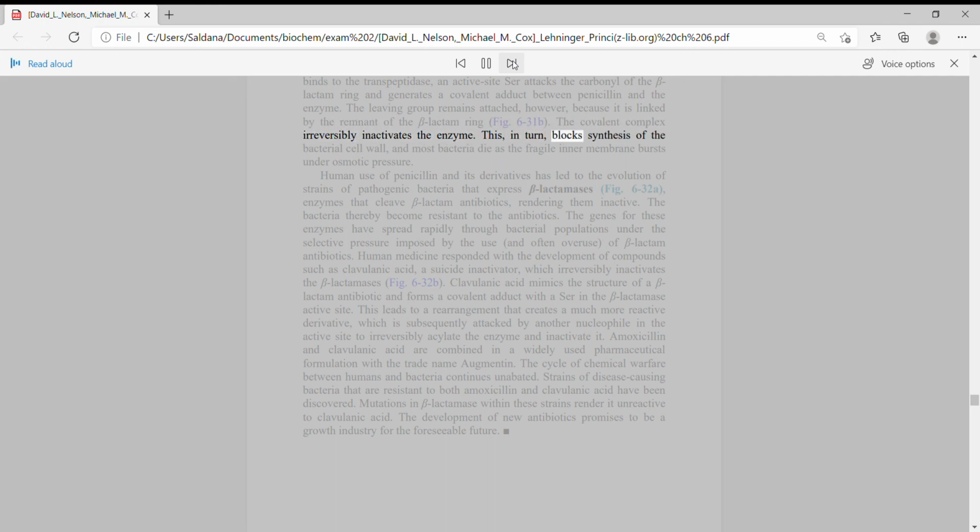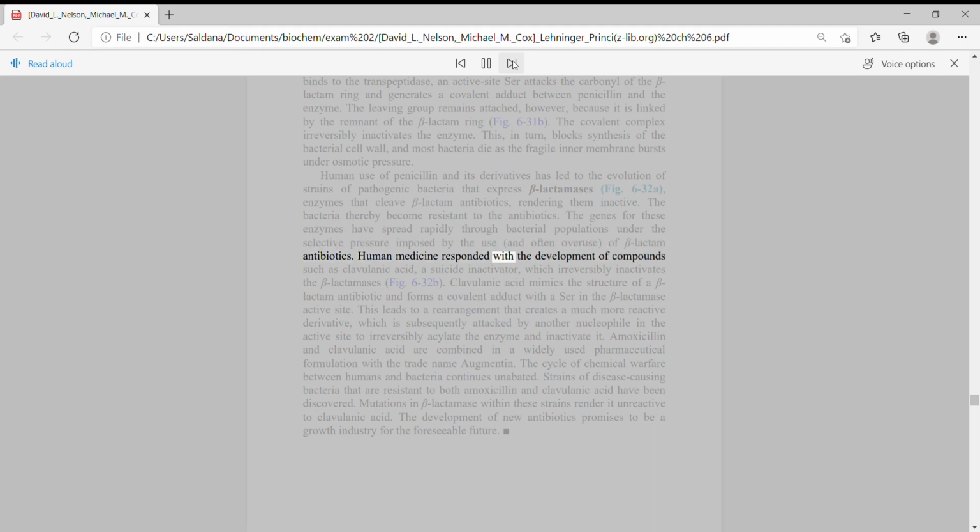This, in turn, blocks synthesis of the bacterial cell wall, and most bacteria die as the fragile inner membrane bursts under osmotic pressure. Human use of penicillin and its derivatives has led to the evolution of strains of pathogenic bacteria that express beta-lactamases, Fig. 6-32a, enzymes that cleave beta-lactam antibiotics, rendering them inactive. The bacteria thereby become resistant to the antibiotics. The genes for these enzymes have spread rapidly through bacterial populations under the selective pressure imposed by the use, and often overuse, of beta-lactam antibiotics.